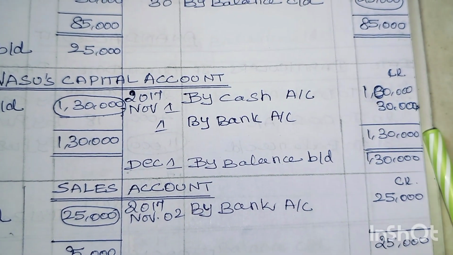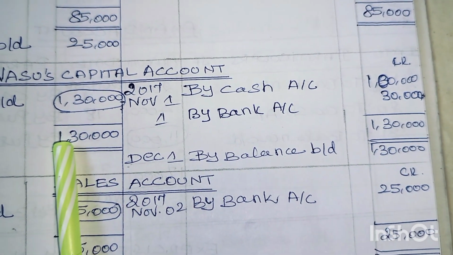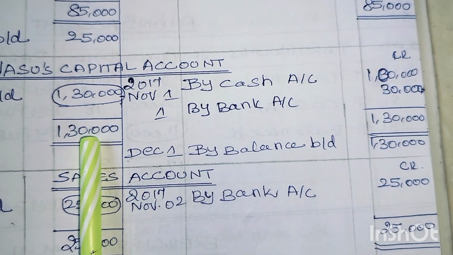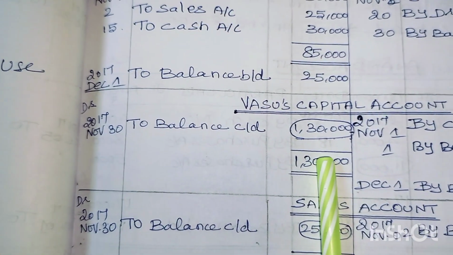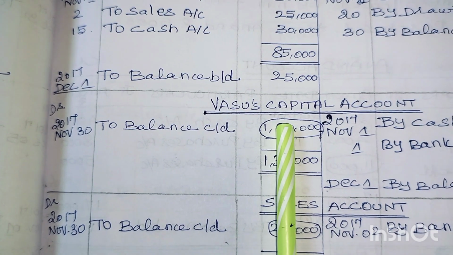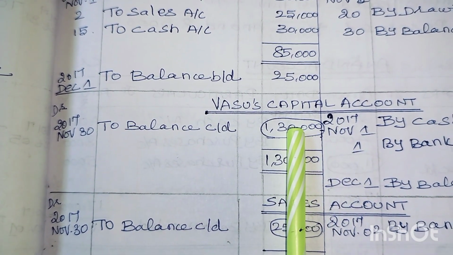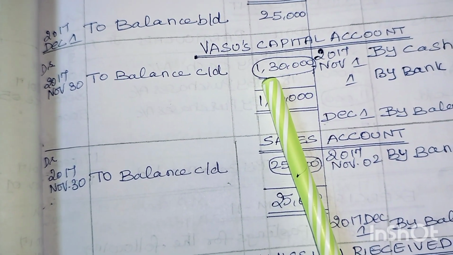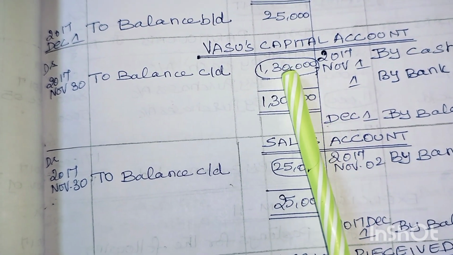Now we put the 1,30,000 rupees as the total on both sides to make them equal. Then to find which side has the lesser value, of course the debit side has the lesser value, right? The debit side has zero value. So we go to the debit side and enter the difference. How much is the difference? 1,30,000 rupees is the difference.